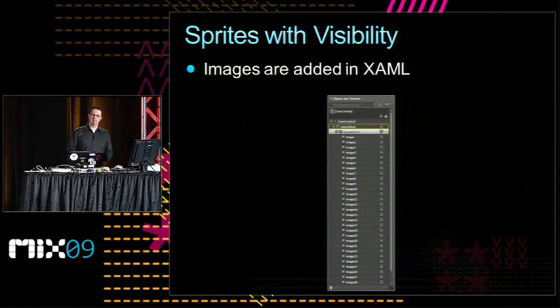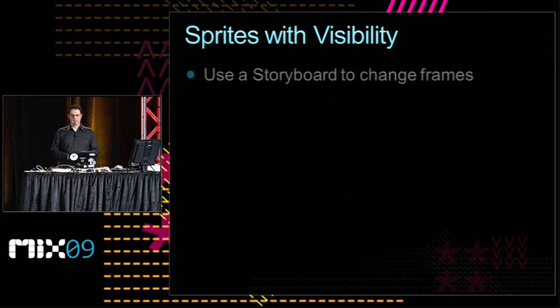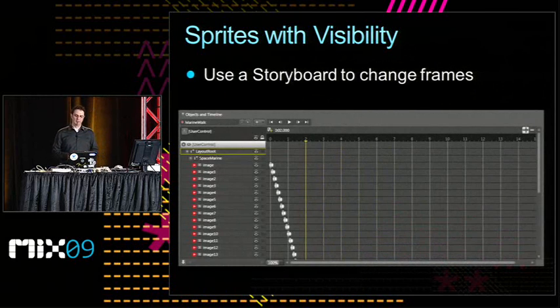First thing I'm going to do is add my images in XAML. So here's a shot of my objects and timeline in Blend. You can see my images there. Each one holds a different frame. Now this time I created a storyboard and I'm going to use the storyboard to change the frames.